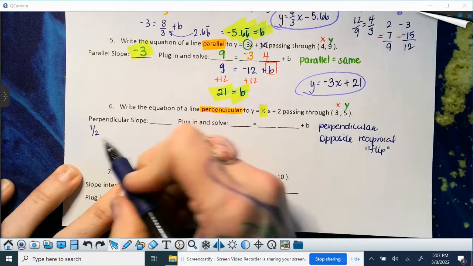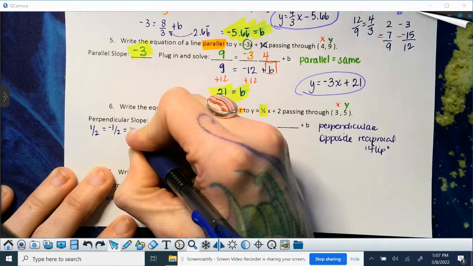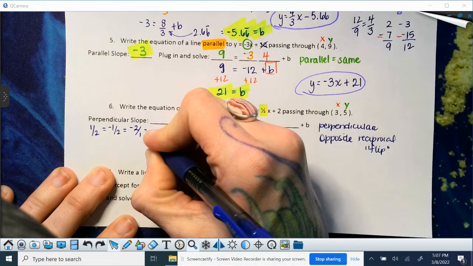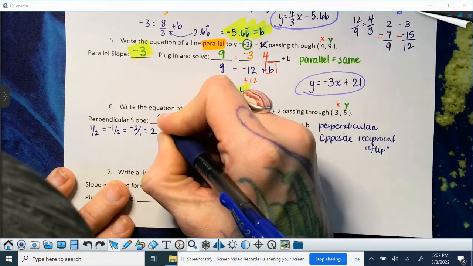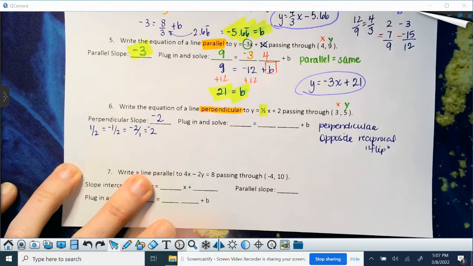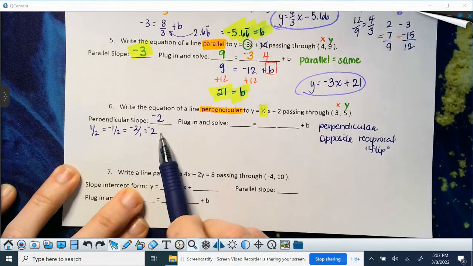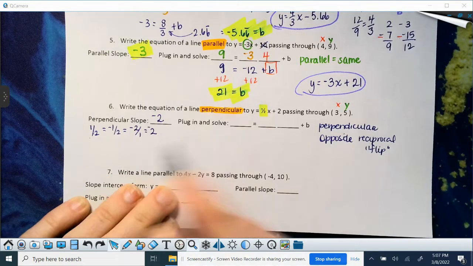We're going to do the opposite, and then we're going to flip it, and -2/1 is -2. So our perpendicular slope is a -2. Because we had a positive before, it has to be negative, and instead of 1/2, it's going to be 2/1, which we know is just the whole number -2.